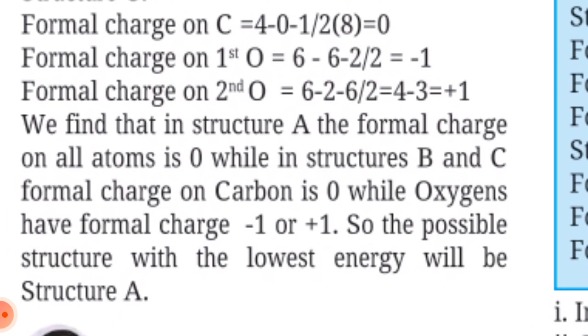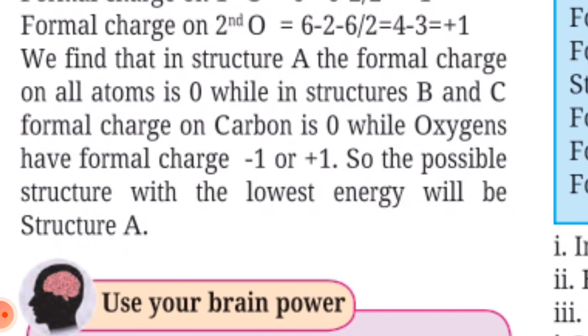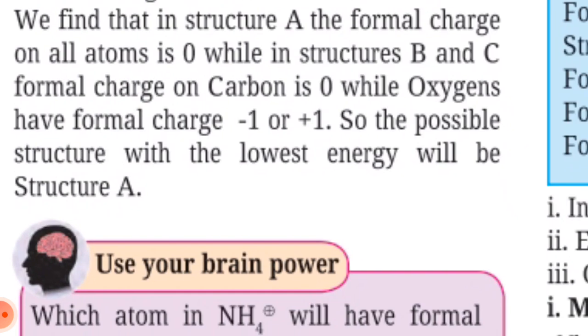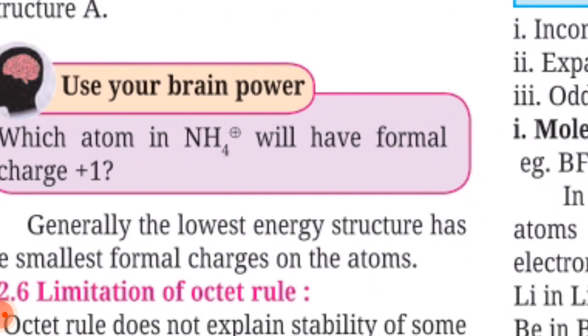Formal charge on second oxygen is equal to 6 minus 2 minus 6 by 2, is equal to 4 minus 3, equal to plus 1. We find that in structure A, the formal charge on all atoms is 0, while in structures B and C, the formal charge on carbon is 0, while oxygen has a formal charge of minus 1 or plus 1. So the possible structure with the lowest energy will be structure A.